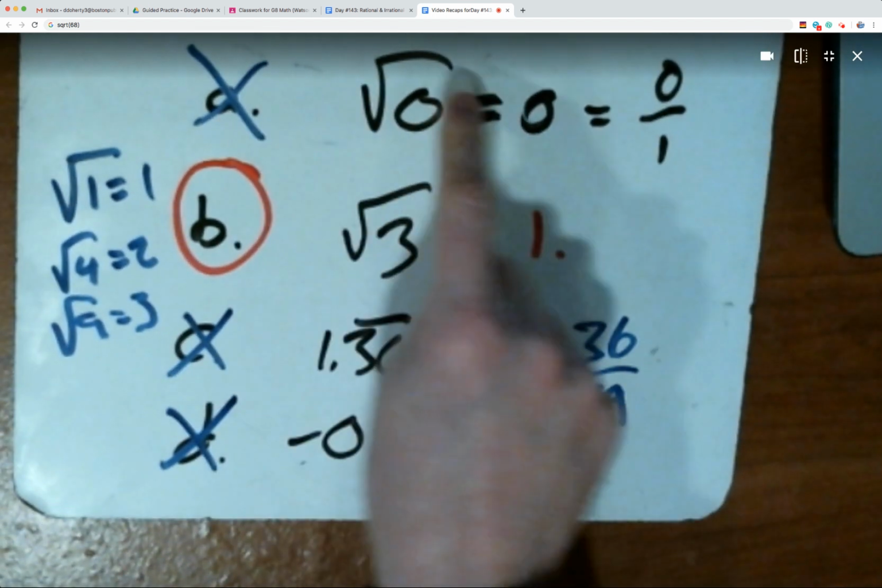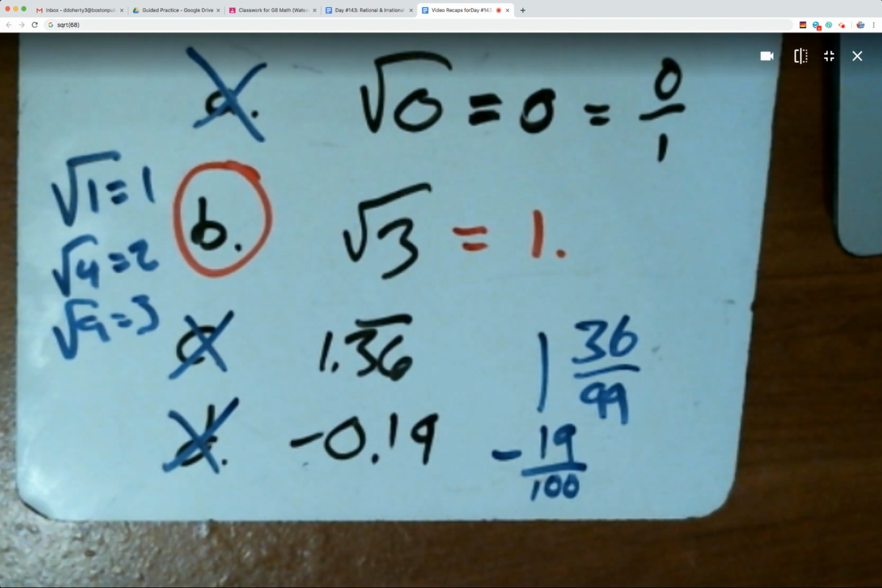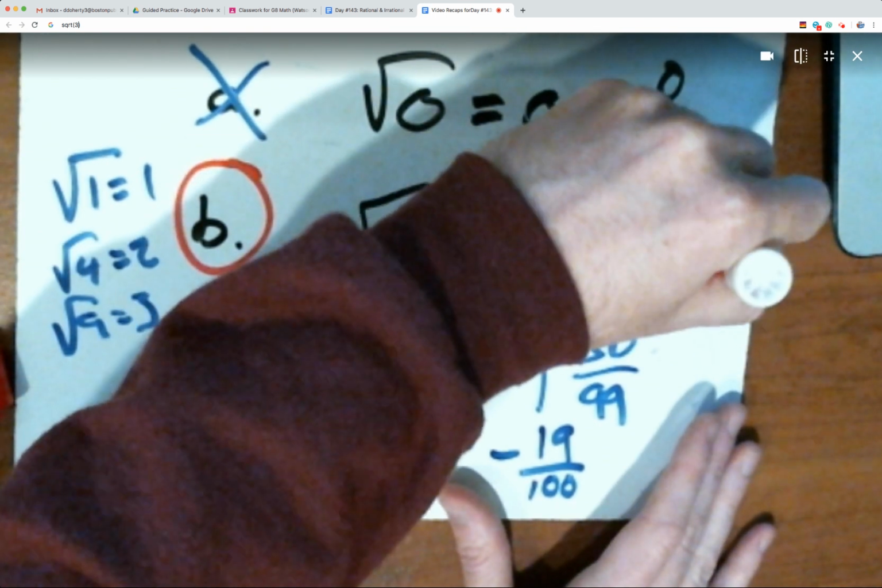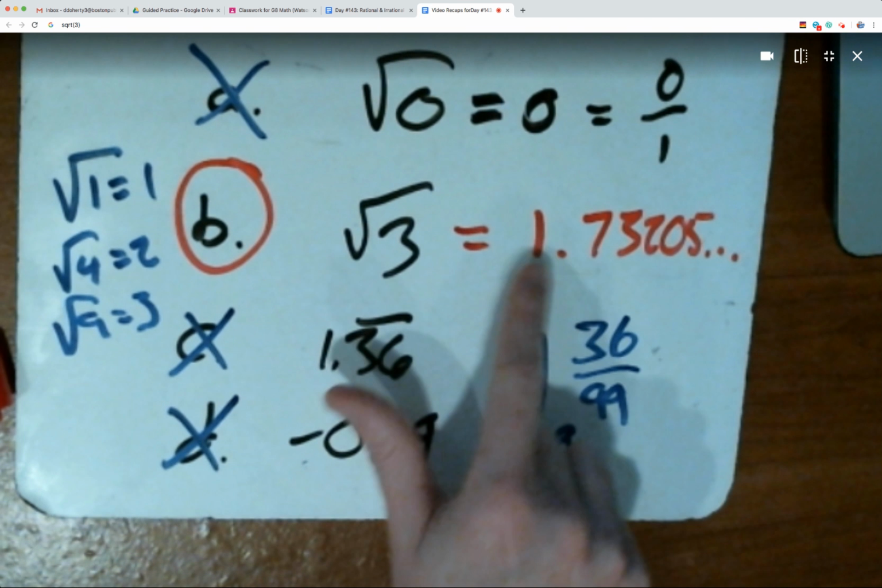Some square roots are rational, but this is an example of one of our non-perfect squares, one of our irrational numbers. Take a look at square root of 3. 1.73205, and it keeps going. So that's our irrational number.